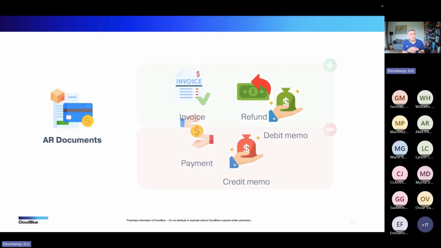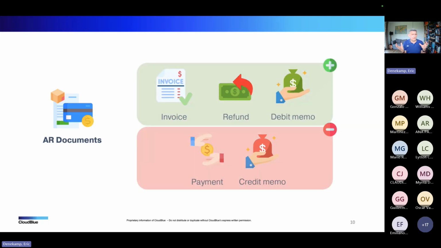And in this case, we're going to flip this around and say, okay, invoice, refund, and debit memo are in favor of the, let's say, seller's balance towards the customer, whereas a payment and a credit memo are bringing down the balance of the seller to the customer. And when you look at those documents from a customer perspective, these things will flip over, because in that case, the positive ones are payment and credit memo, and the negative ones are invoice, refund, and debit memo.